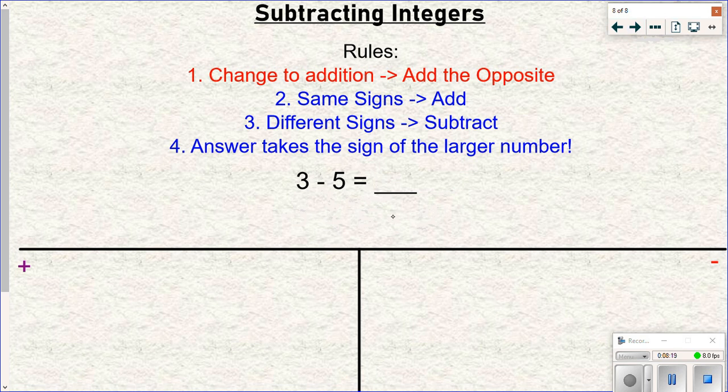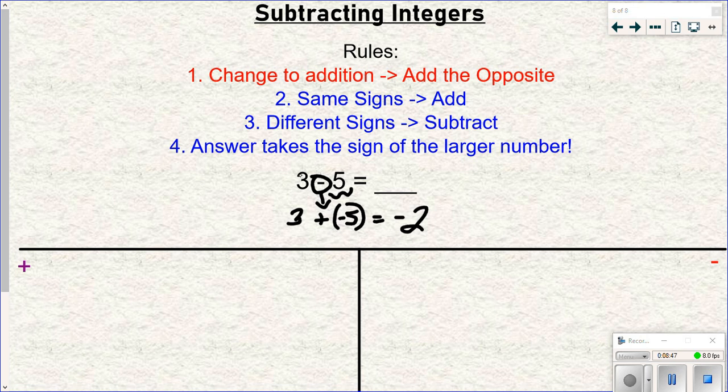Then one last one. Again, don't change the first number. Change the subtraction to addition. Change the 5 to a -5. So you're adding the opposite. Again, we have a battle here. The negatives are going to win because there's more of them. How many more of them are there? There's 2 more, and the answer is negative because the negative wins. The larger number is negative.